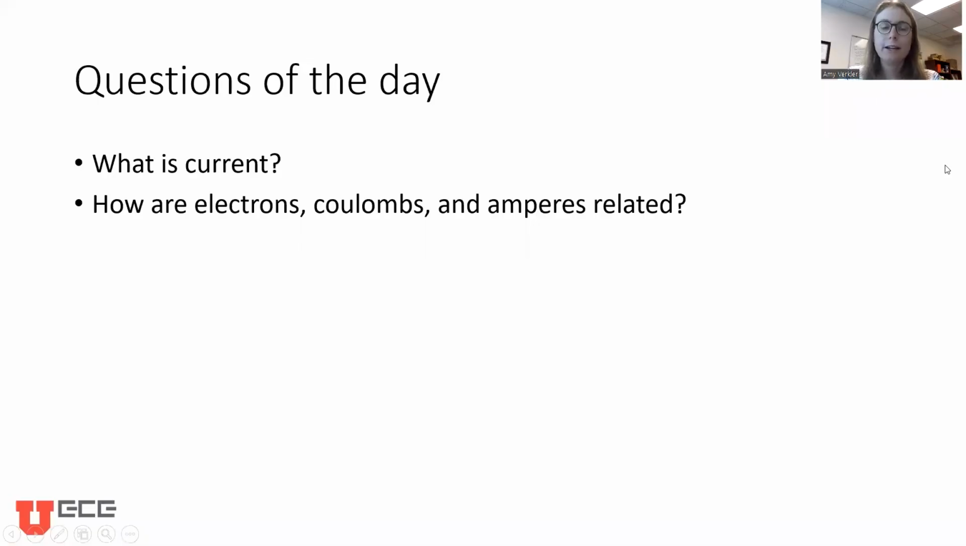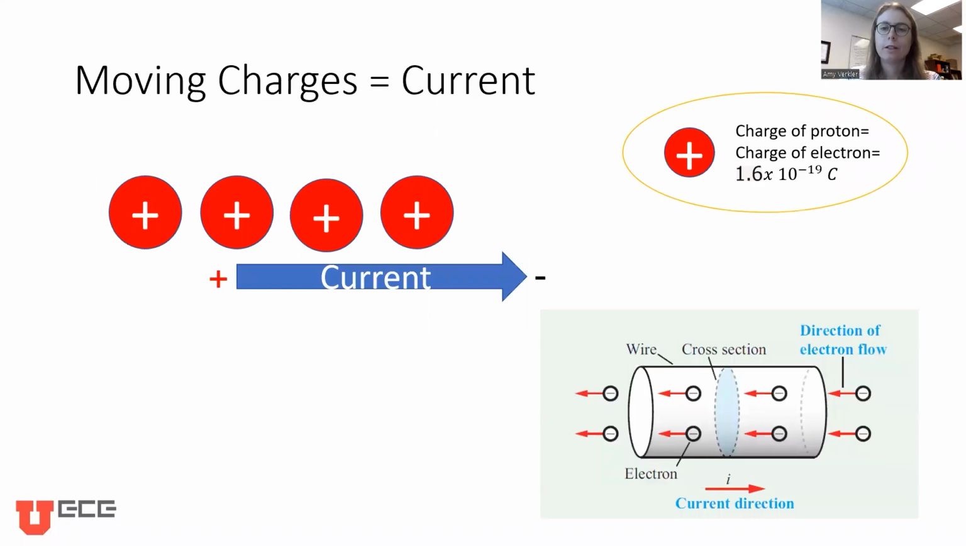The questions of the day are, what is current? And how are electrons, coulombs, and amperes related? Let's start by talking about charges. Examples of elementary charges are protons and electrons, and they cause one of the four fundamental forces of physics. An electron has negative 1.6 times 10 to the negative 19th coulombs of charge.